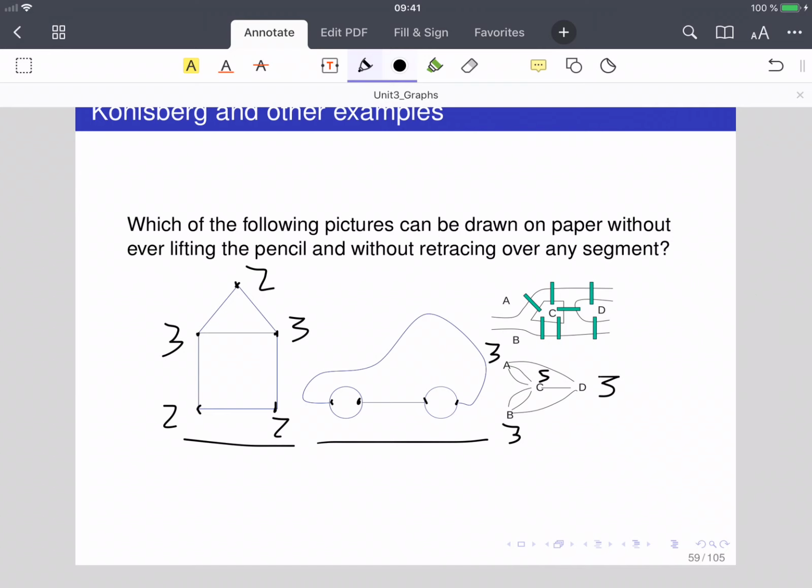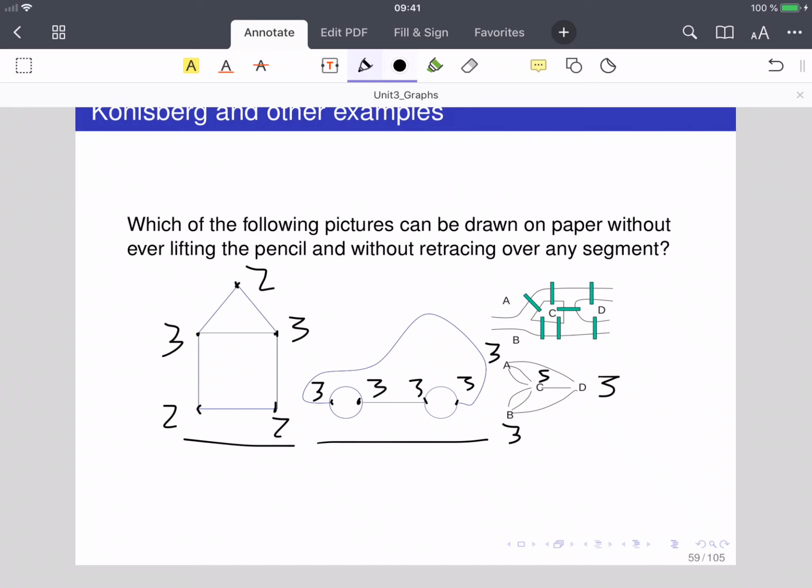Let's see about the car. Here we have 3, 3, 3, 3. So again, this is a case in which it's not possible. If you try to draw this figure without lifting the pencil or without going twice over a line, it won't be possible. Okay, so you see that it's very, very simple to know when you can find this type of cycle or this type of path.